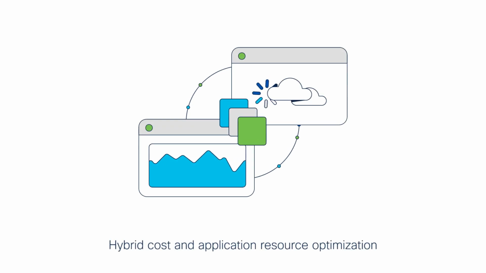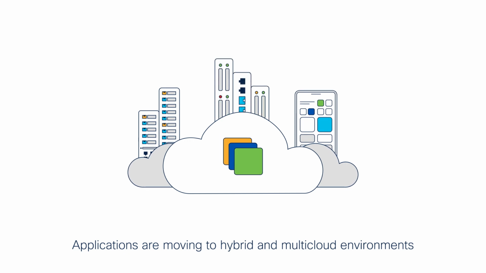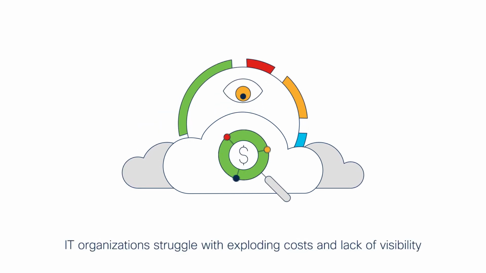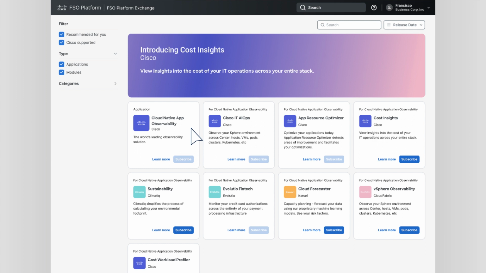Hybrid cost and application resource optimization. As more and more applications move to hybrid and multi-cloud environments, IT organizations are struggling to control exploding cloud spend and don't have real-time visibility on it. The optimization modules, built on the Cisco Observability Platform, including Cost and Workload Profiler, Cost Insights, and Application Resource Optimizer, deliver visibility and insights and recommended actions to help IT understand and manage costs and optimize resources.